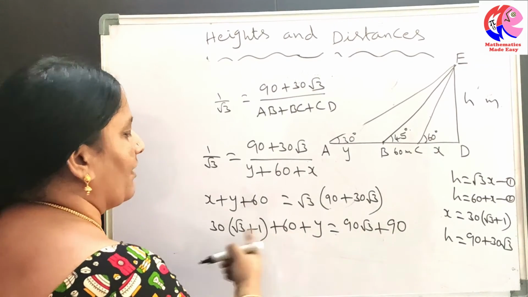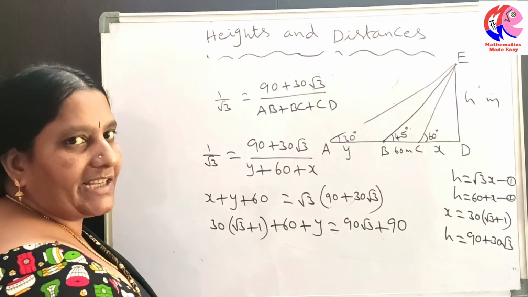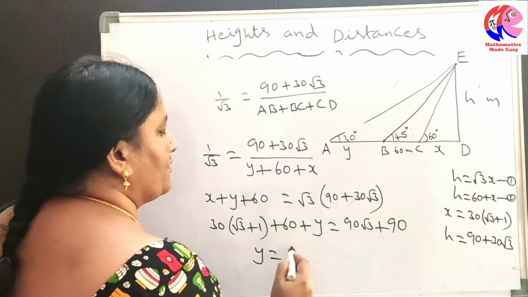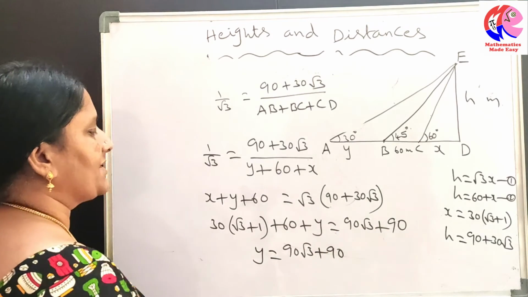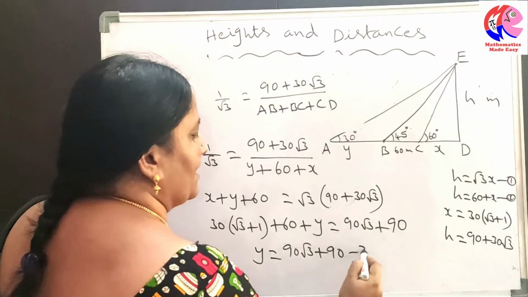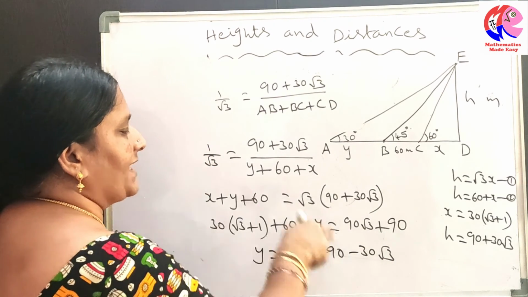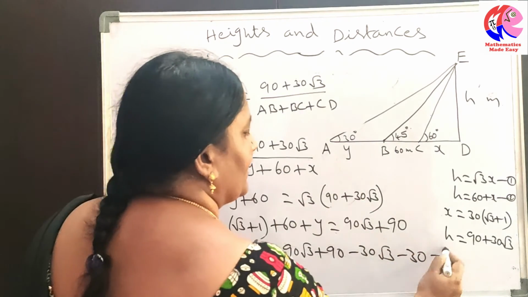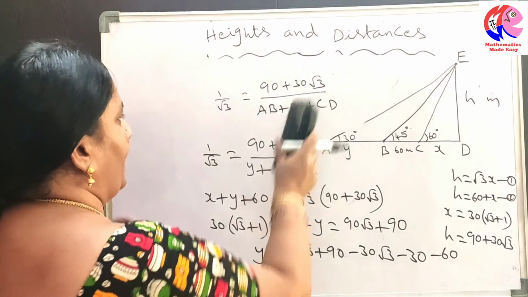So let us send all these terms except y. Leave y in LHS and send the rest of the terms from LHS to RHS. y is equal to 90 root 3 plus 90. These are there in RHS. And this positive 30 root 3, we are sending that side, it becomes minus 30 root 3. And 30 into 1, it is plus 30, we are sending there, it becomes minus 30, and plus 60 also we are sending there, it becomes minus 60. Then simplify this value.